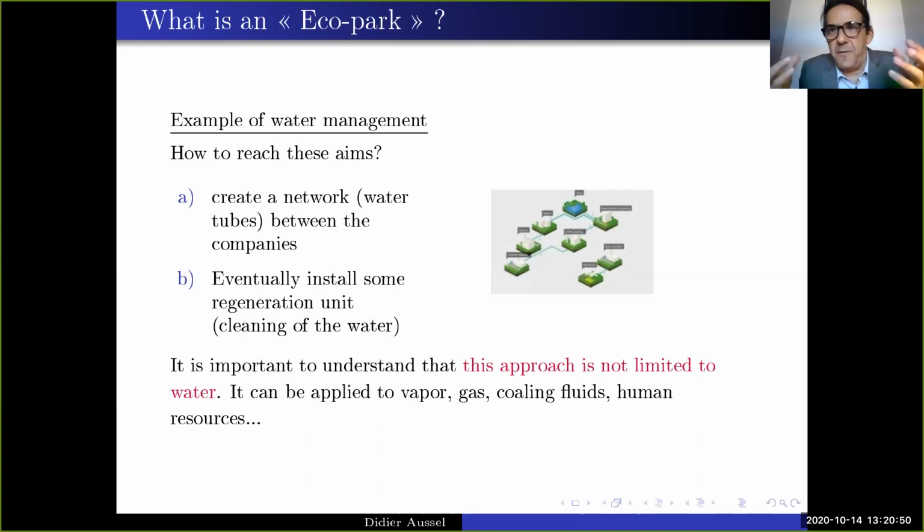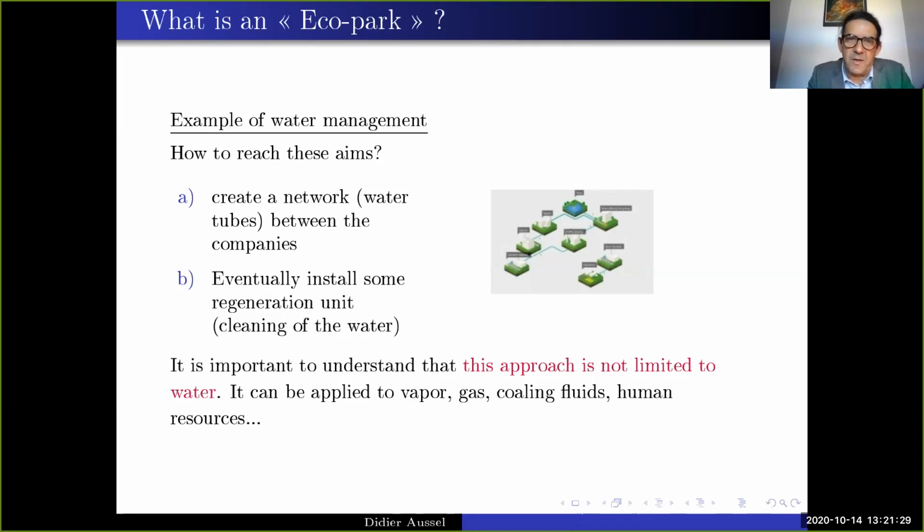Of course, the neighbor has no reason to accept this dirty water, except if he gains something, and gain something is money. So they will accept to play the eco park game if and only if they have some benefit, some positive benefit. So if the pollution at the exit gate is too high, then you can use a regeneration unit.